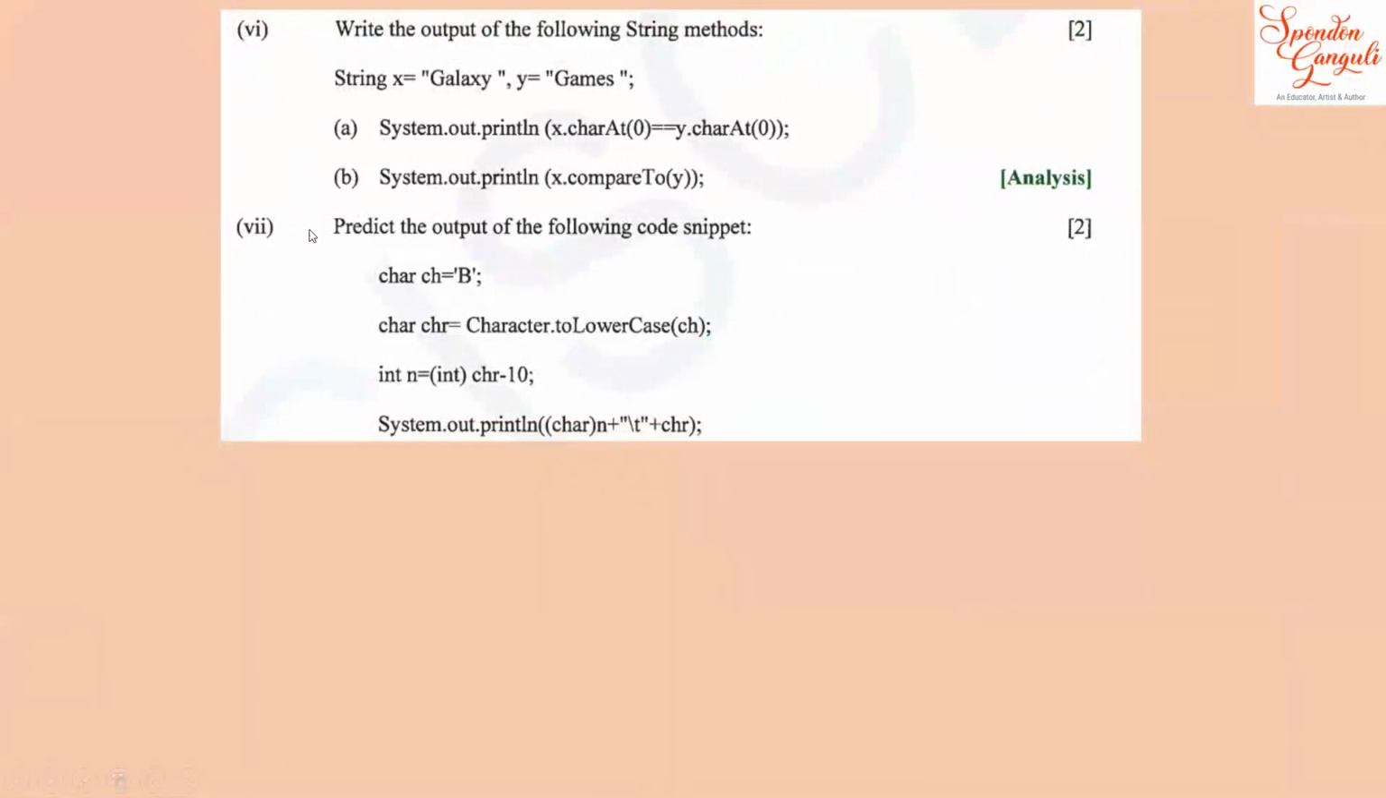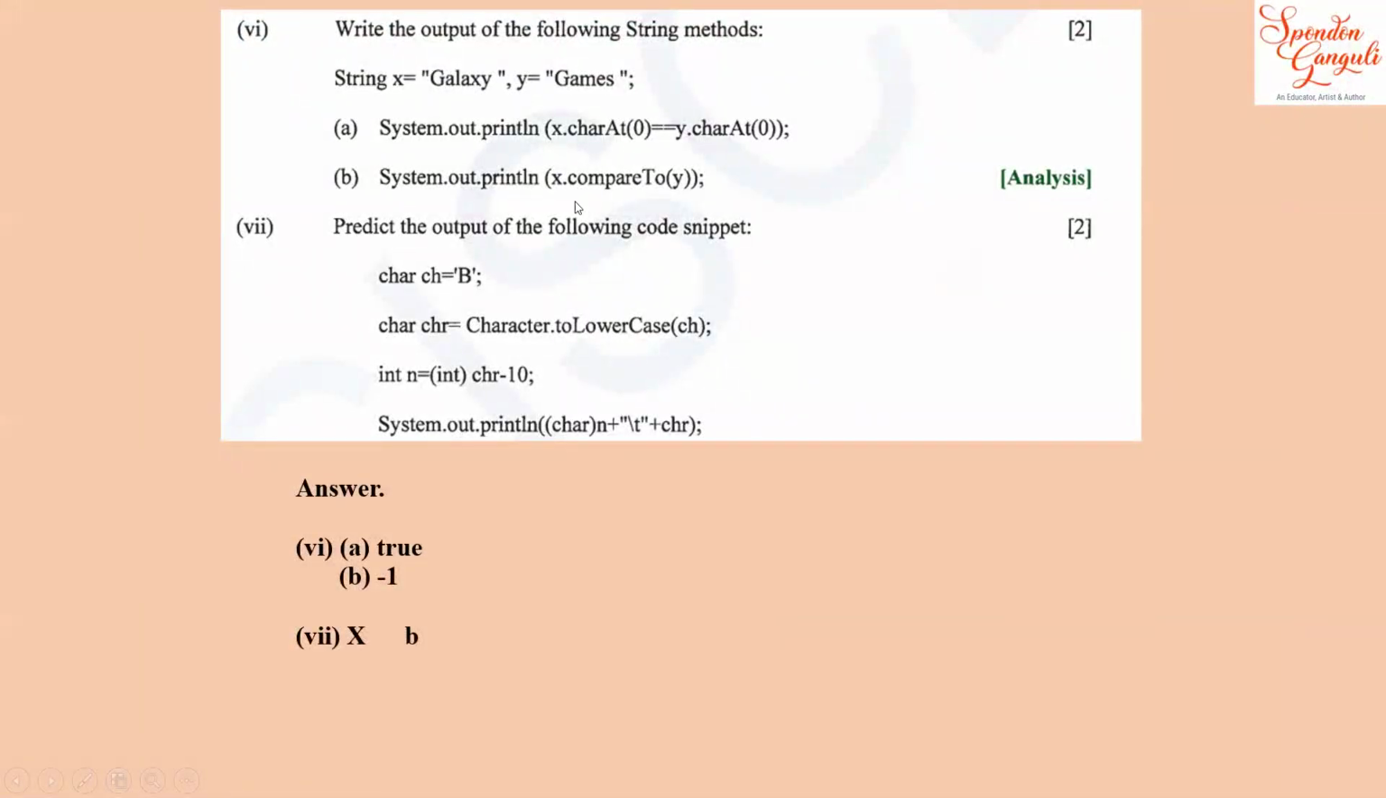Next question. These 2 questions I have combined. Question 6, write the output of the following code. Galaxy and Games, it is caret 0, x.caret 0 equals y.caret 0, and x.compareTo(y). And the second one is predict the output: character ch is B, then Character.toLowerCase, then I am converting to int minus 10 and printing. Let us see the output.